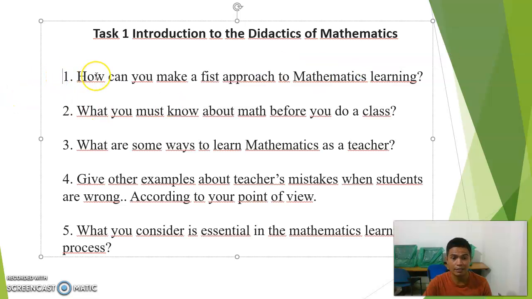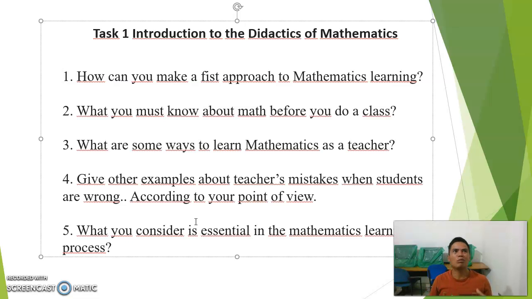The first question is, how can you make a first approach to mathematics learning? How can I make a first approach to mathematics learning? Okay? To answer this first question, it is very important to identify the general components, the general situation, and the general previous knowledge of the students, or of us, before starting a new learning process in maths.